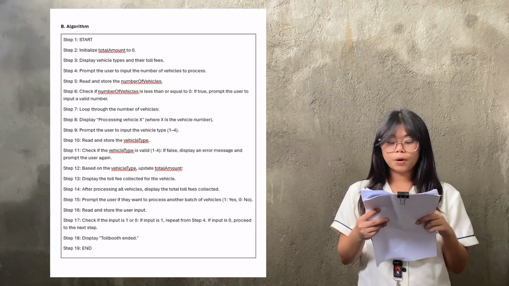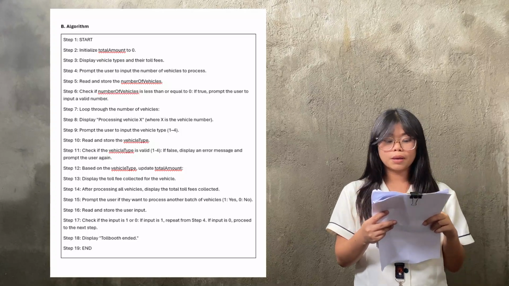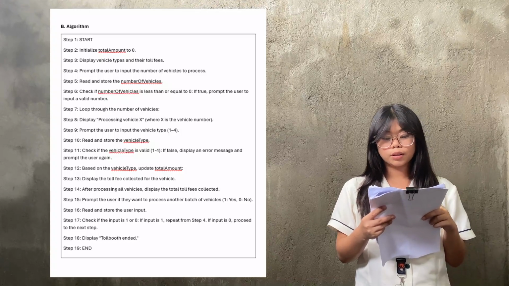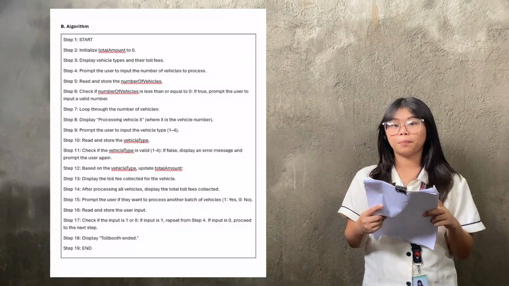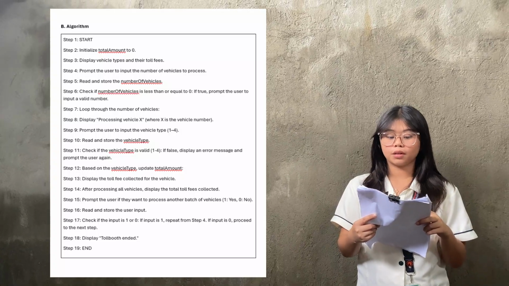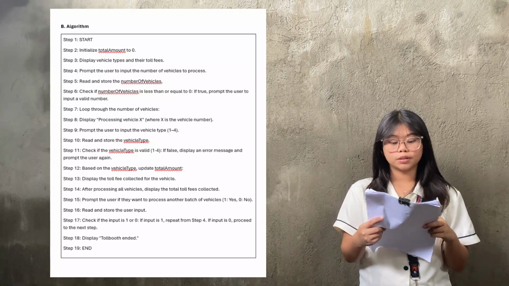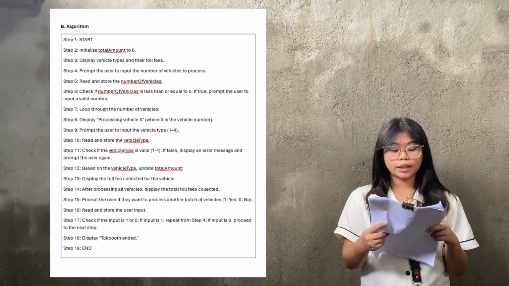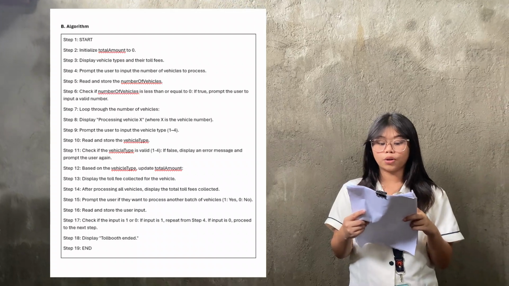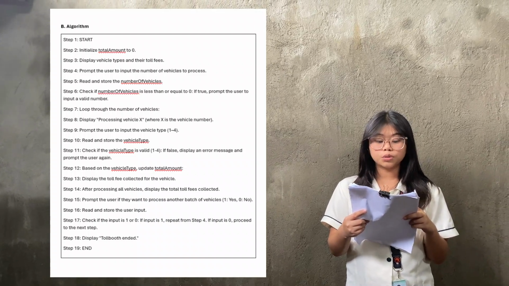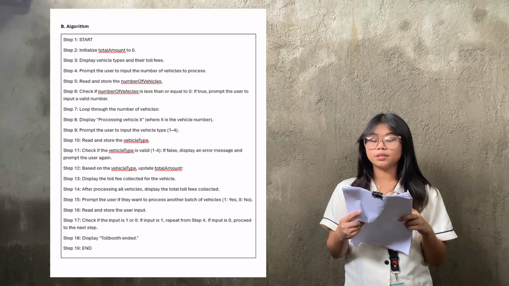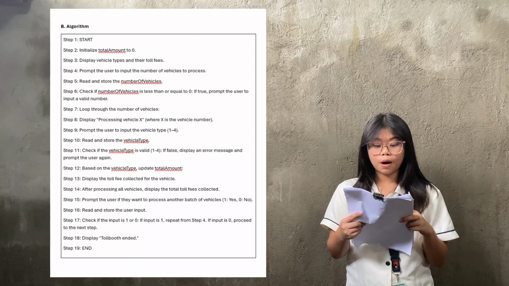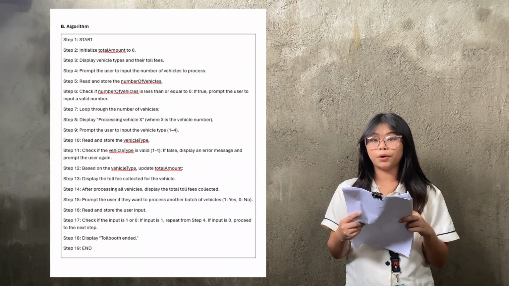Step 4. Prompt the user to input the number of vehicles to process. The system asks the user how many vehicles they want to process for toll collection. Step 5. Read and store the number of vehicles. The system reads and stores the number of vehicles the user wants to process. Step 6. Check if the number of vehicles is less than or equal to 0. The algorithm checks if the entered number of vehicles is valid, greater than 0. If the number is invalid, it will prompt the user to enter a valid number again.